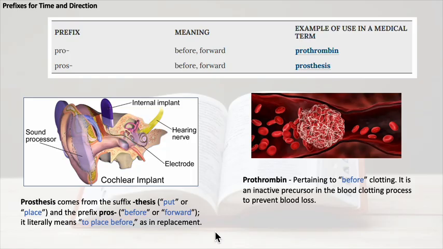Other examples of the use of pro, if we think about mitosis or the cell cycle, prophase is the first stage before cell division continues. Prognosis is the prediction that's made beforehand about a disease outcome. Prolapse we've seen before, right? An organ slipping forward and downward out of normal position. So these are examples of when we would use pro.